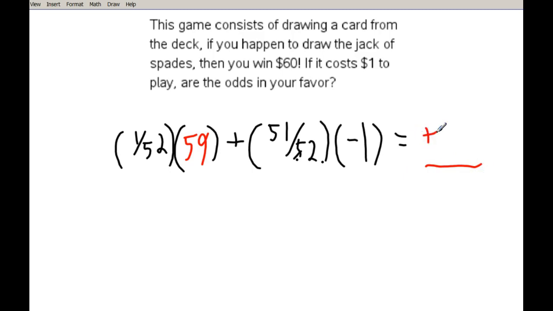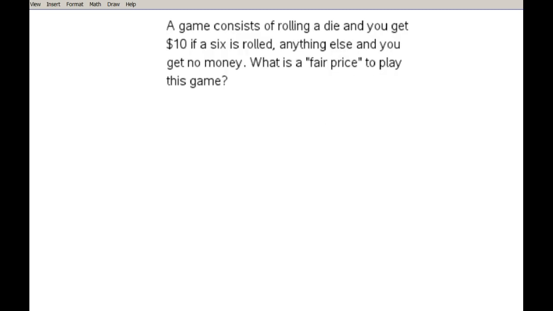Of course, no casino is ever going to have this game. It's just not going to happen. They wouldn't be making money. That wouldn't be smart for them.